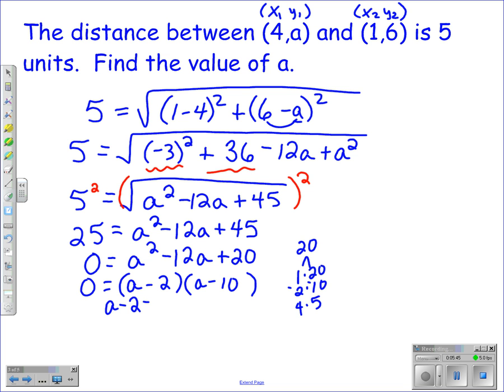Set them each equal to 0, and then we can solve for our a. A will be equal to 2, and a will be equal to 10. We actually have two answers for this problem. We have a equal to 2 and a equal to 10. That means there are going to be two different coordinates that would have a distance of 5 between that coordinate and 1, 6. You could go 4, 2 and 1, 6, or 4, 10 and 1, 6. And between them, they would have a distance of 5 units. So there are two answers here, and we found that through solving our quadratic equation.